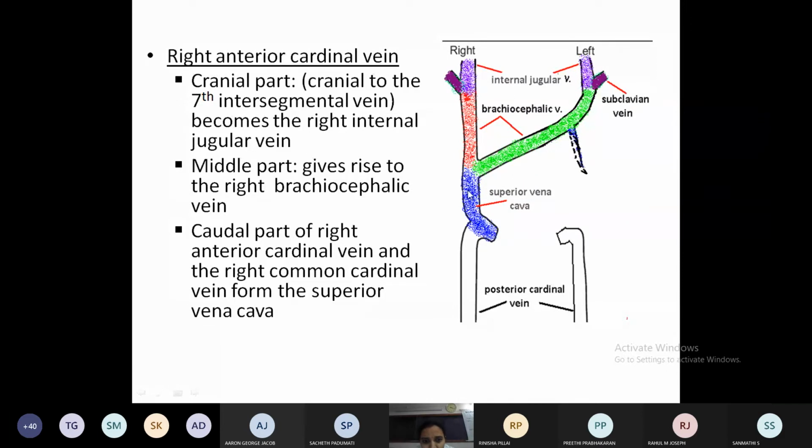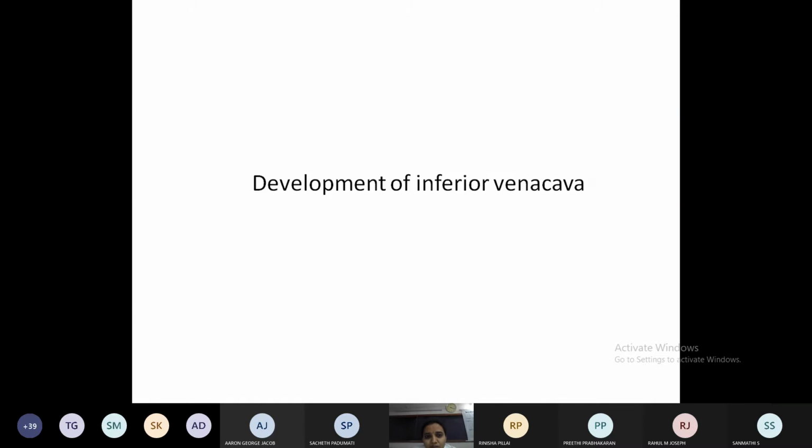The caudal part of the right anterior cardinal vein, below the attachment of this anastomotic channel, forms the superior vena cava. This lowermost part, which will enter the heart, forms the intra-pericardial part of the superior vena cava. So that's about anterior and posterior cardinal veins.